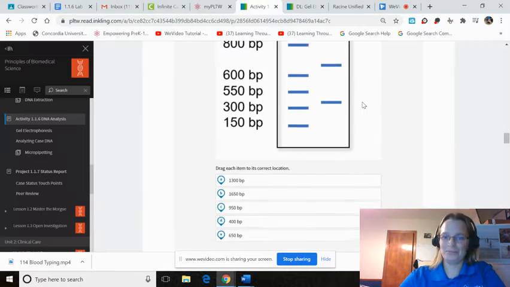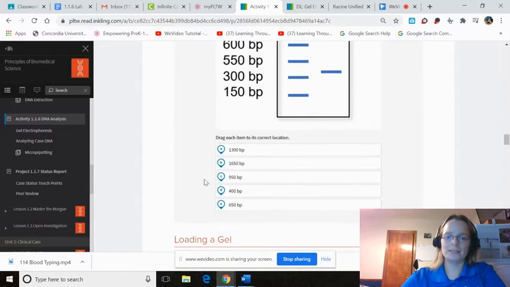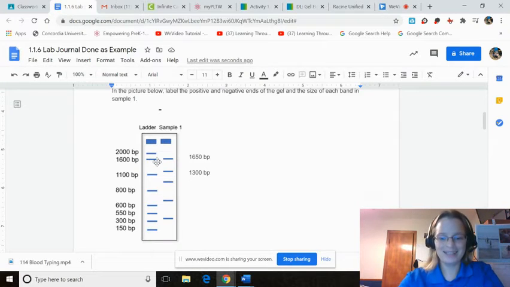Next stripe. So we did this one and this one, now we're on this one. Take a look. This stripe falls between 800 and 1100. So this stripe is higher than 800 and lower than 1100. So let's look at our choices. Which one is higher than 800 but lower than 1100? 950. I think you've got this.